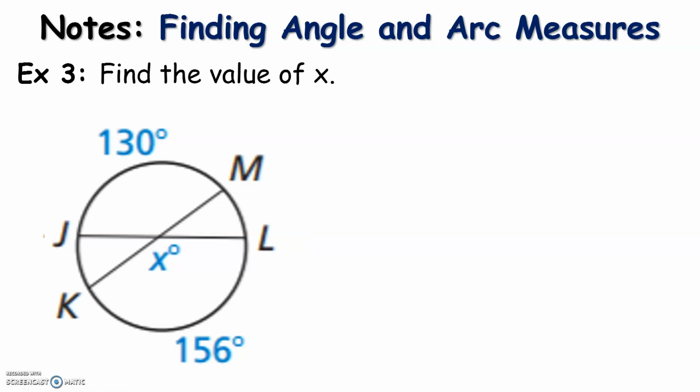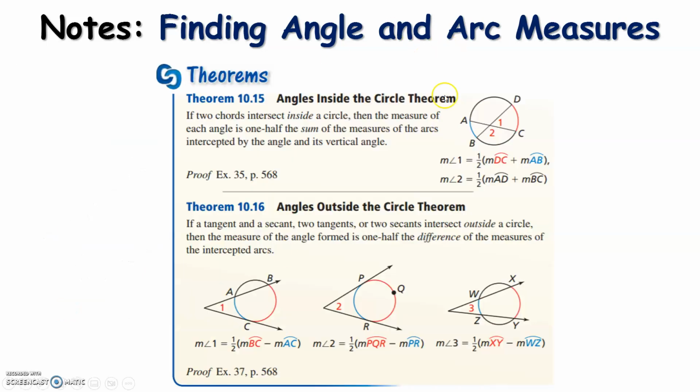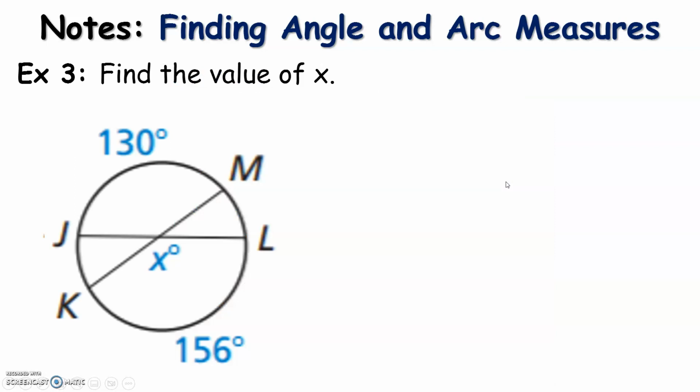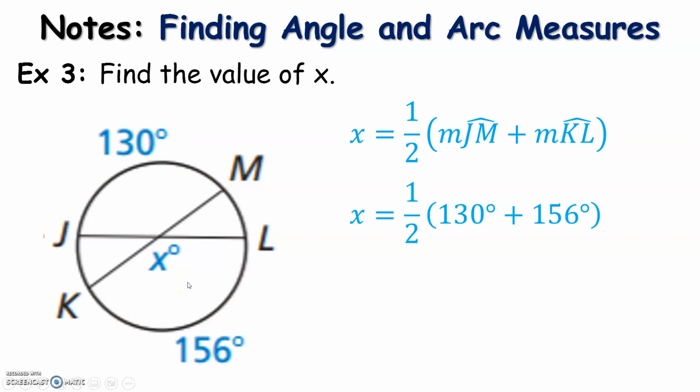Find the value of x. In this case, we see that we have two chords intersecting, and thus we will be using Theorem 10.15, which tells us that angle x here is equal to 1/2 the sum of the two vertical arcs. So x is 1/2 the measure of arc JM plus the measure of arc KL. That is 1/2 times 130 plus 156. That is 1/2 times 286, or 143.